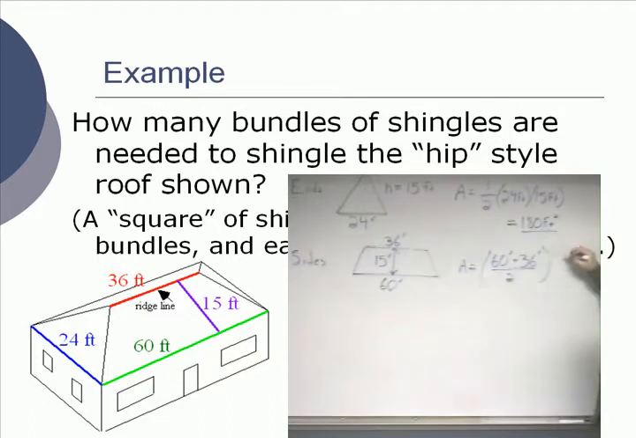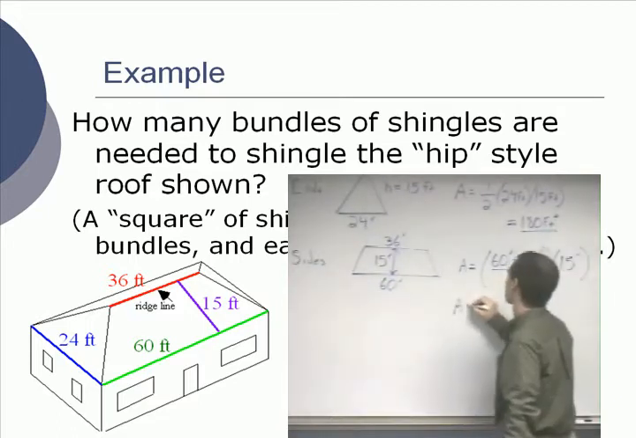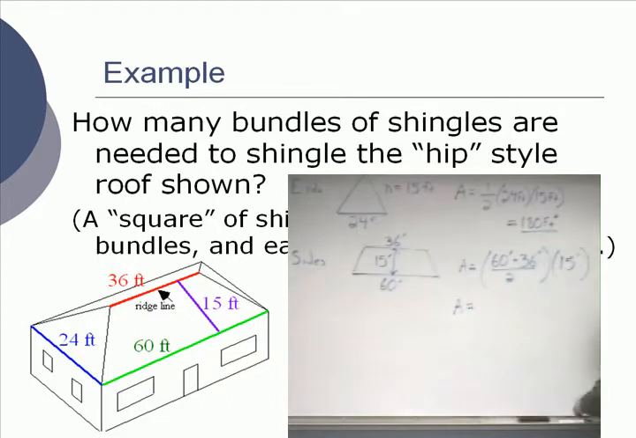Multiply that by the height. That is the slant height. It's the distance up that edge. And that works out to be, if memory serves, 720. Is that right? 720 square feet.